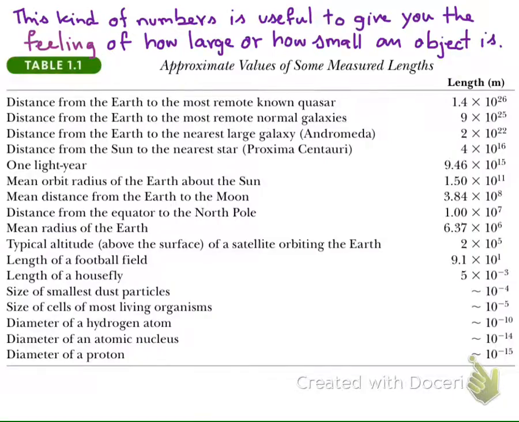This table shows examples of some measured lengths. You should be familiar with this kind of number, because it will give you a feeling of how large or how small an object is. For example, the size of the hydrogen atom is about 10 to the minus 10 meter, so you can get the feeling of how small the hydrogen atom is. But the radius of the Earth is about 10 to the 6, so that's how big the Earth is. This gives you useful information.